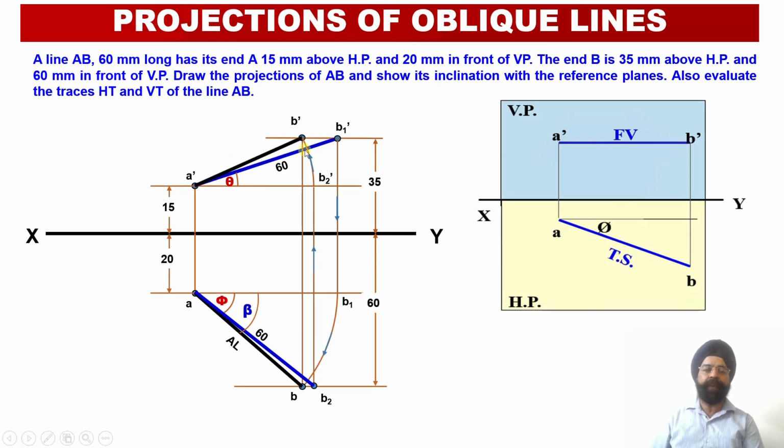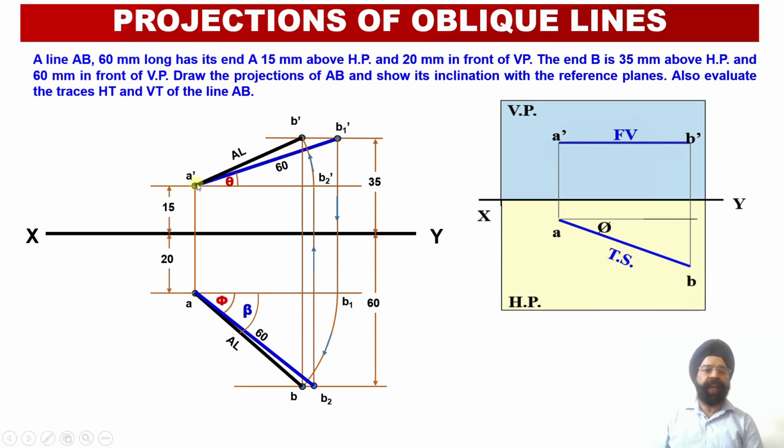So once I am satisfied that points B dash and B are falling on the same vertical projector, now I can join A dash with B dash. That is the projection of the line in the front view, that is, the apparent length of the line in the front view has been obtained. So this is the apparent length of the line which is visible to the observer when the observer looks at this line from the front view.